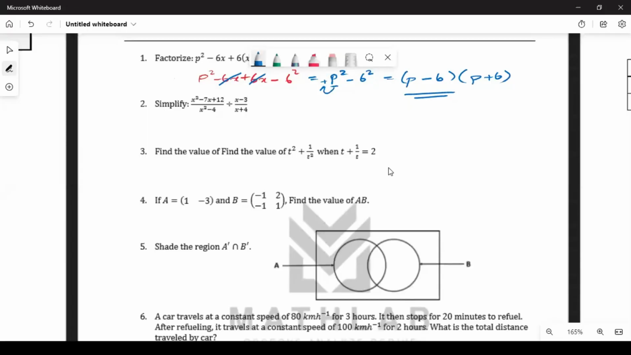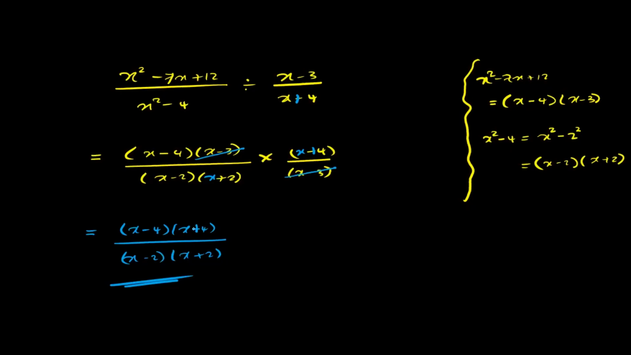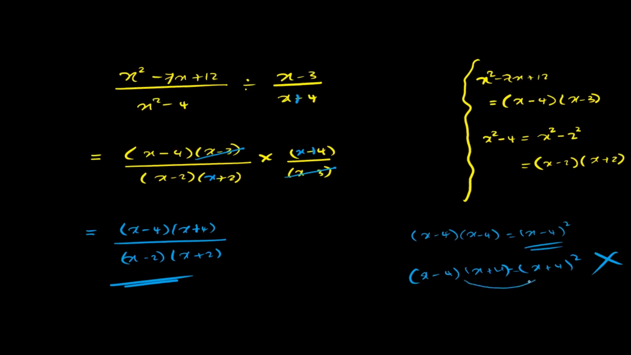Earlier, I made a mistake. Instead of writing x plus 4, I wrote x minus 4. One student was asking, sir, if we have x minus 4 into x minus 4, can't we write it as x minus 4 square? Can. That's okay. But x minus 4 into x plus 4, we can't write it as x plus 4 square. This is wrong, because if you want to write it in its initial format, then it will be x square minus 4 square.